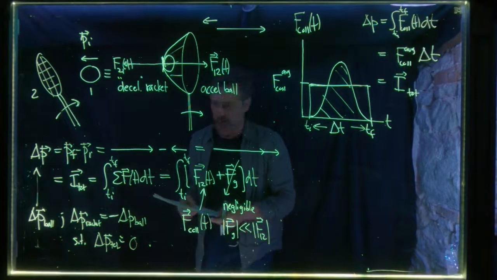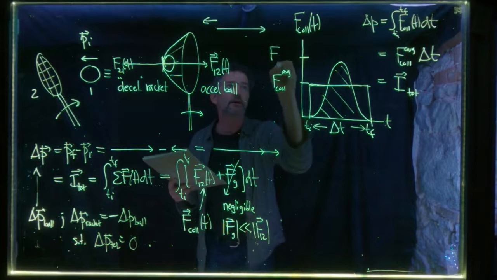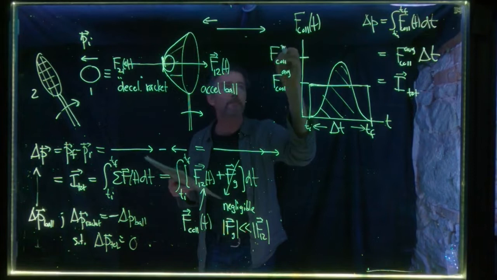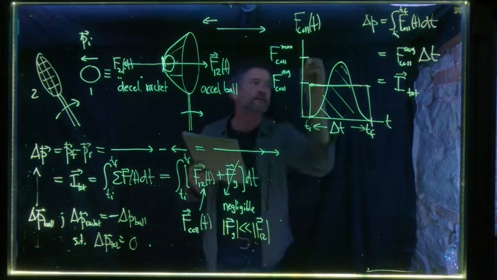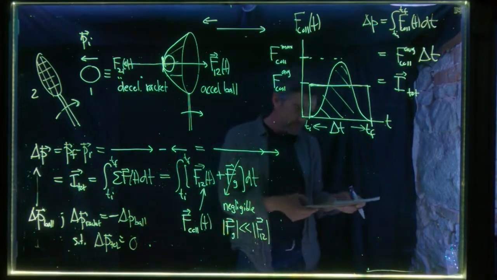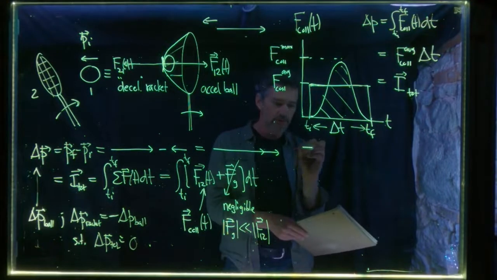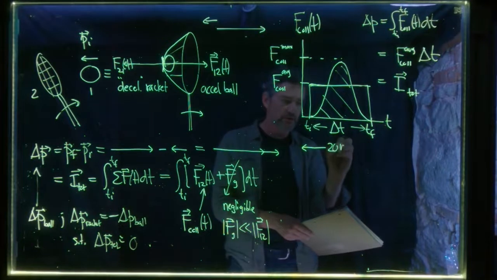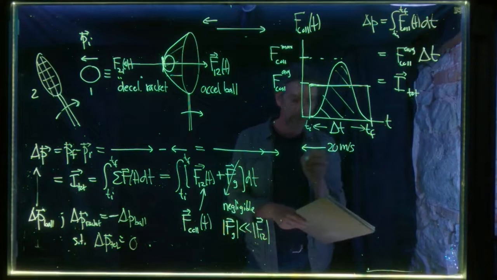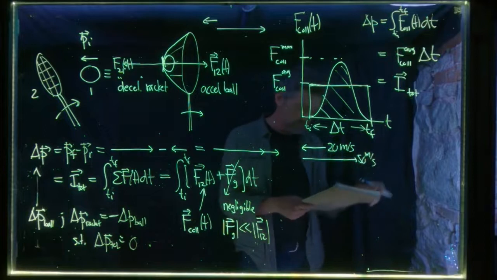So let's throw in some numbers here, because it's kind of cool. These forces are actually huge. So let's call this F collision peak, or maximum. And typically these are huge. Let's just take a simple example from tennis. Say we start off with a tennis ball moving to the left at, say, 20 meters per second. And after you've whacked it with the tennis racket, let's suppose that it's moving at 50 meters per second to the right.